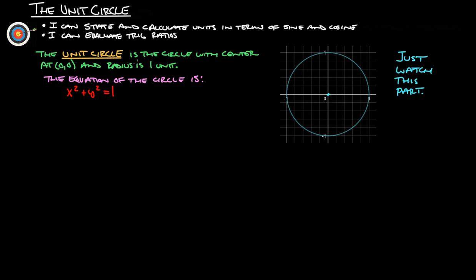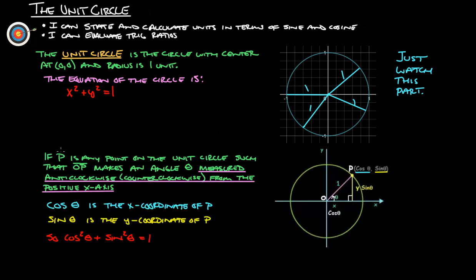With this first page here, I want you to just watch this part and don't worry about taking notes on this. This is just to help you understand what's going on. A unit circle is a circle with center at (0, 0), and the radius is 1 unit. So all of these lengths here are going to be 1. It goes all the way out, including these here as well. Those are all going to be length of 1.